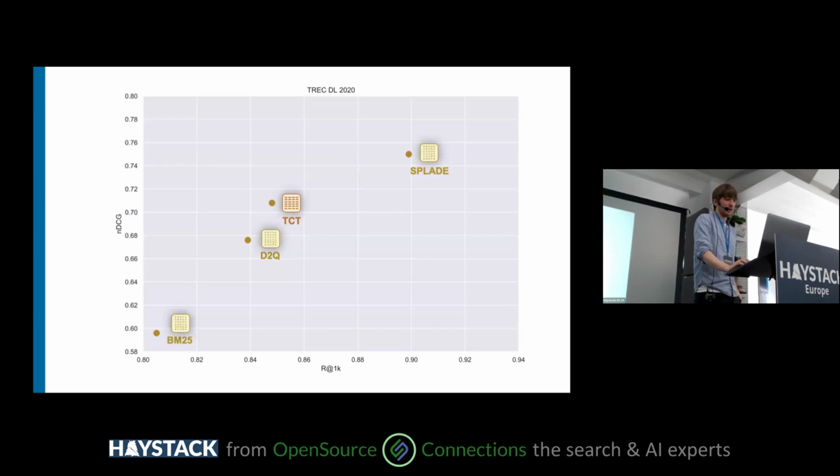Okay, so here we have a graph. We have recall at 1,000 on the x-axis there. So how many of the relevant documents have we found? And NDCG on the y-axis.